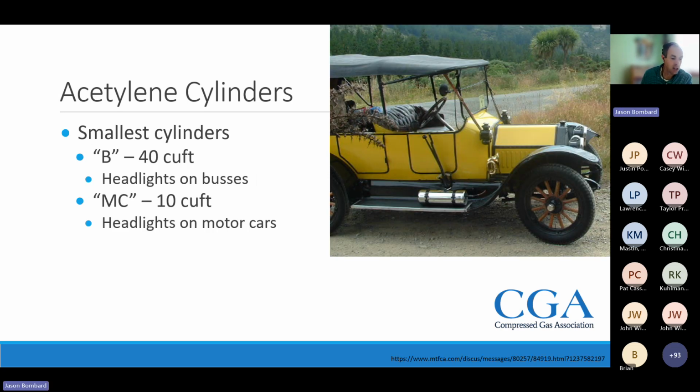Just a fun acetylene fact. The smallest acetylene cylinders are known as MCs and Bs, which hold 10 cubic foot or 40 cubic foot of acetylene, respectively. And these were named as such because they were designed originally to light the headlights on cars and buses. So this is just a picture of an old Buick with an acetylene cylinder on the running board to power the headlights.